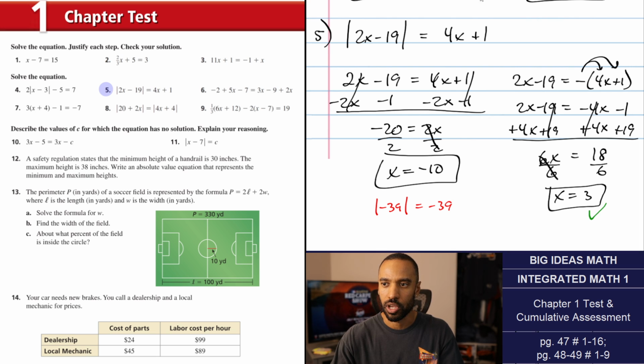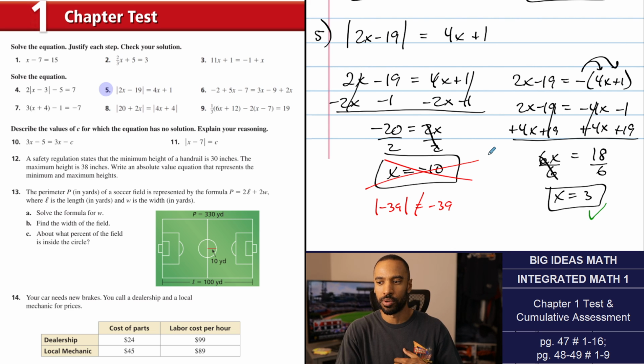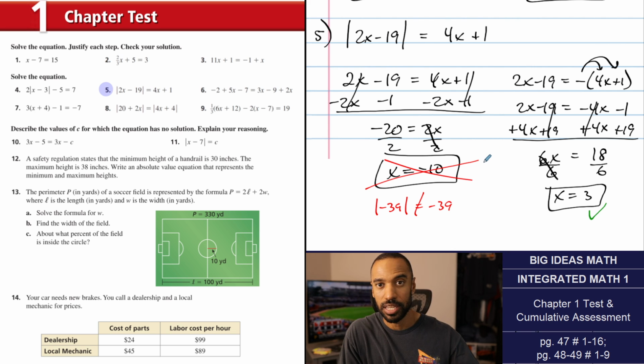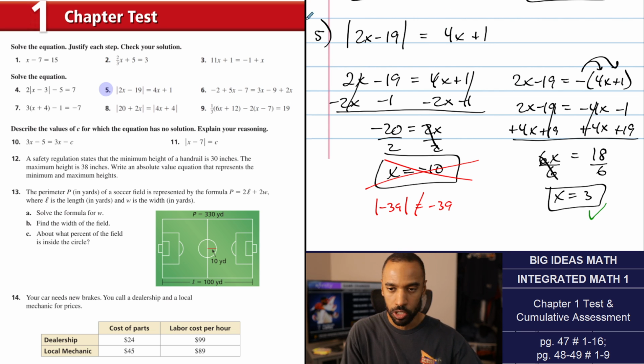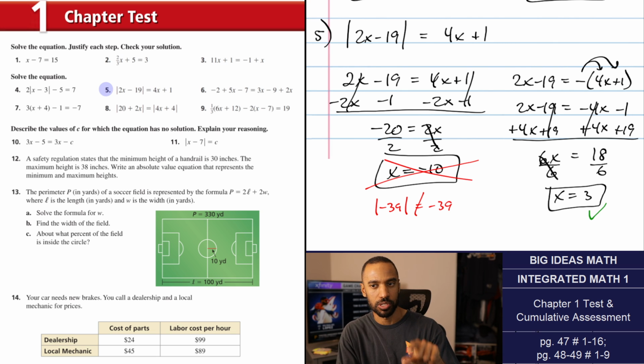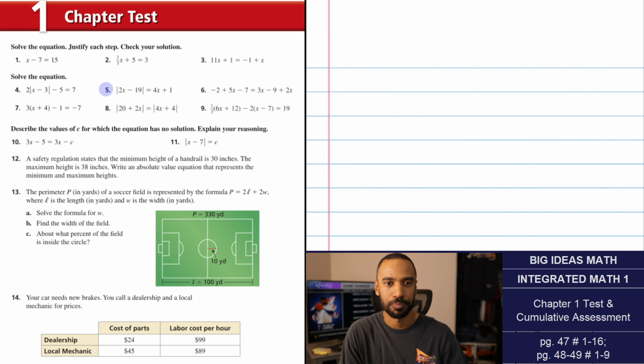So this becomes what's called an extraneous solution. And in extraneous solutions, that's not part of your result. The only solution is x equals 3. X equals negative 10 is rejected. So the ones that are worth double checking are when x is outside of the equation, like number 5.